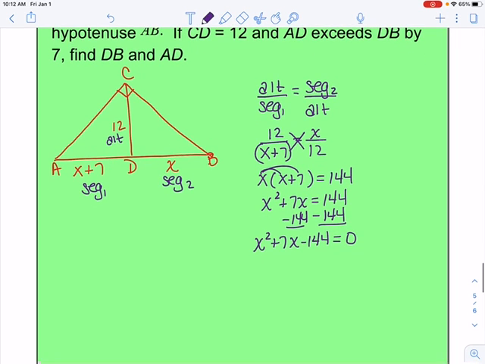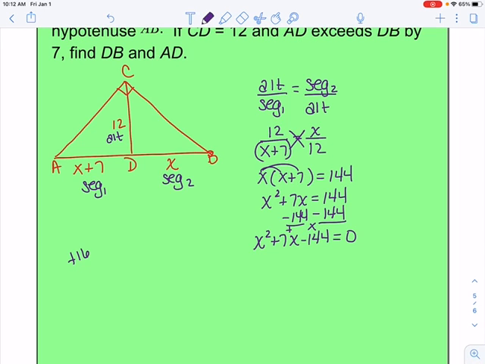Now to factor a trinomial, going way back into your algebra days, you need to find two numbers that multiply to negative 144 and at the same time add to a positive 7. It's going to be a positive 16 and a negative 9. If you multiply 16 times negative 9, that gives you negative 144, which is what I wanted. And if you do positive 16 plus negative 9, you get a positive 7.